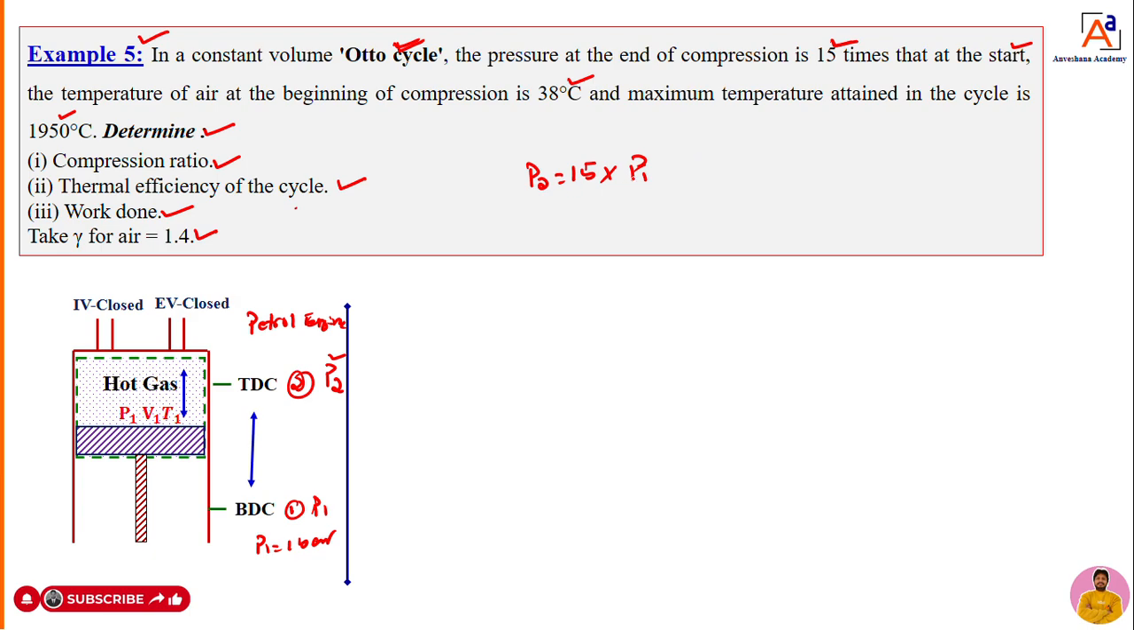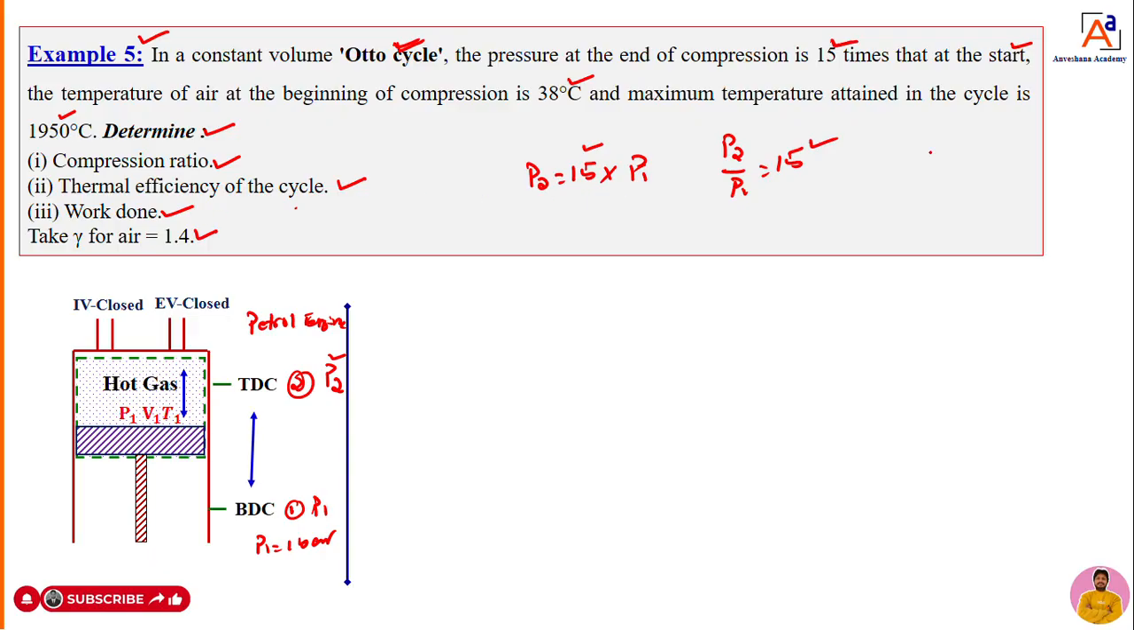But we don't know exactly the value of P1. He is telling that P2 is 15 times P1. So what can I write now? Therefore P2 by P1 is equal to 15. That means he has given the pressure ratio in the problem.